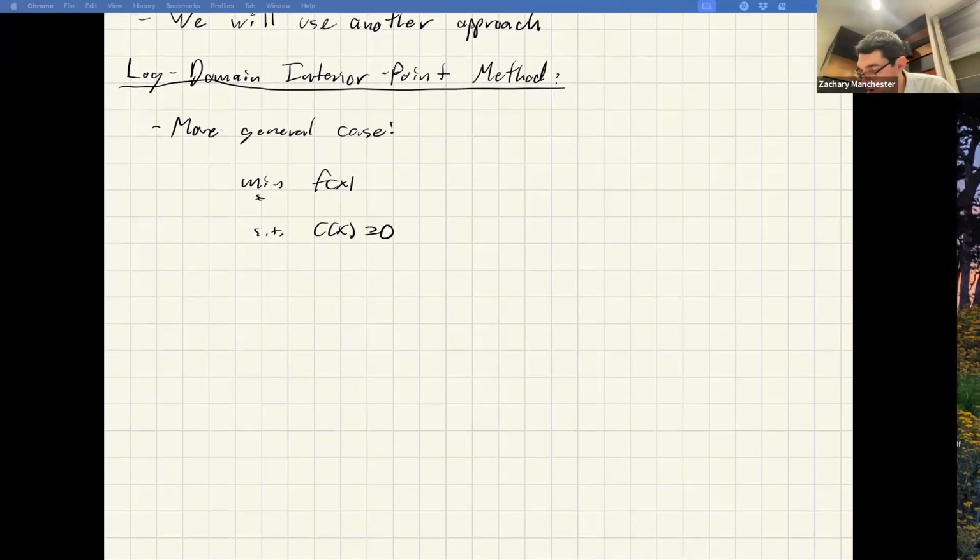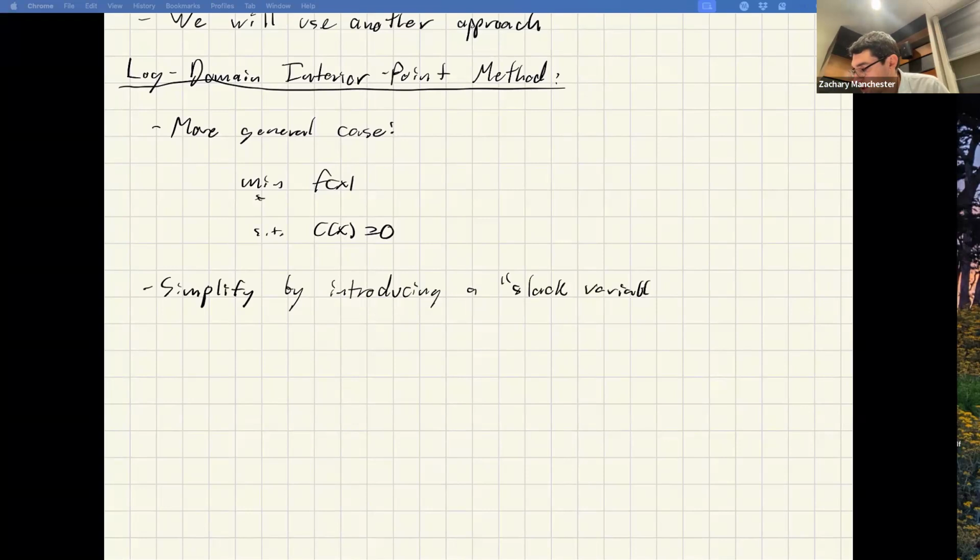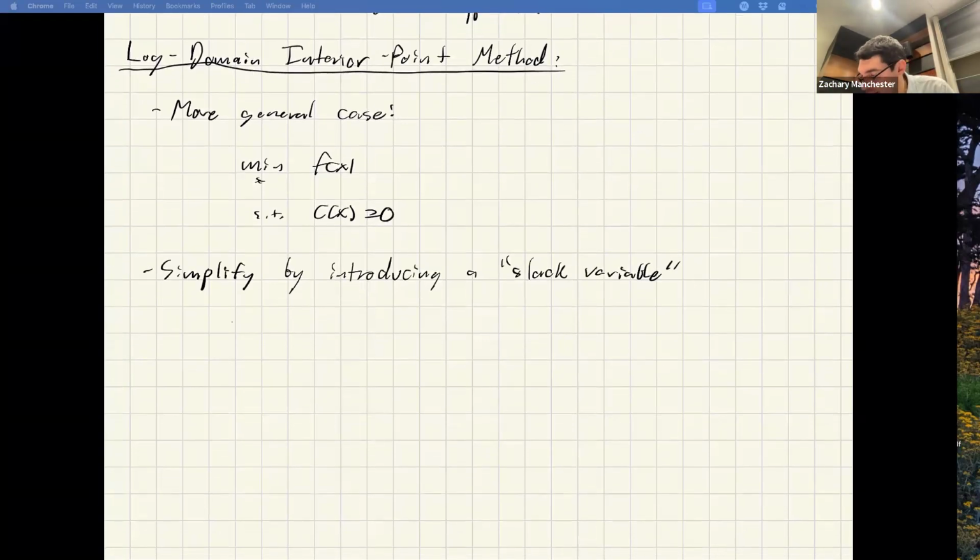So now we're going to simplify this or make our lives slightly easier, by introducing what we call a slack variable. That's a generic word in optimization for introducing new variables that don't change the problem. The gist here is I don't want to have that C of x inside the log barrier because it's annoying and it makes everything harder. So I'm going to just introduce this new slack variable that we're going to call s. So we're now going to optimize over x and s.